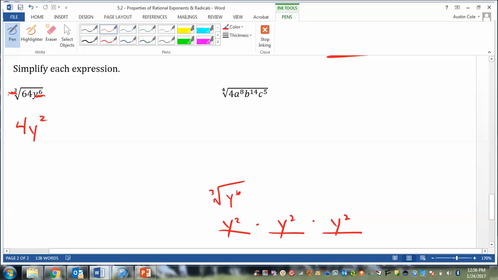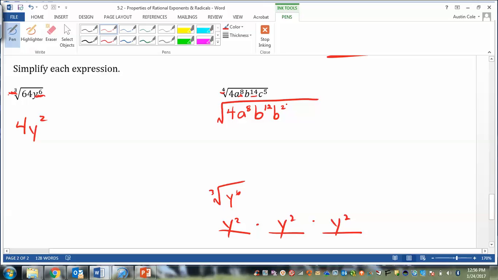Okay? Now, is 8 divisible by 4? Yes, it is. What about 14? No, it's not, is it? Okay, so here's what I want you to do. I want to break this up. 4, well, we can't do anything with 4. A to the 4th is good, A to the 8th is good because 8 is a multiple of 4. Now, when we get to our b's, 14 is not good. But check this out. What if I called this b to the 12th and b squared?